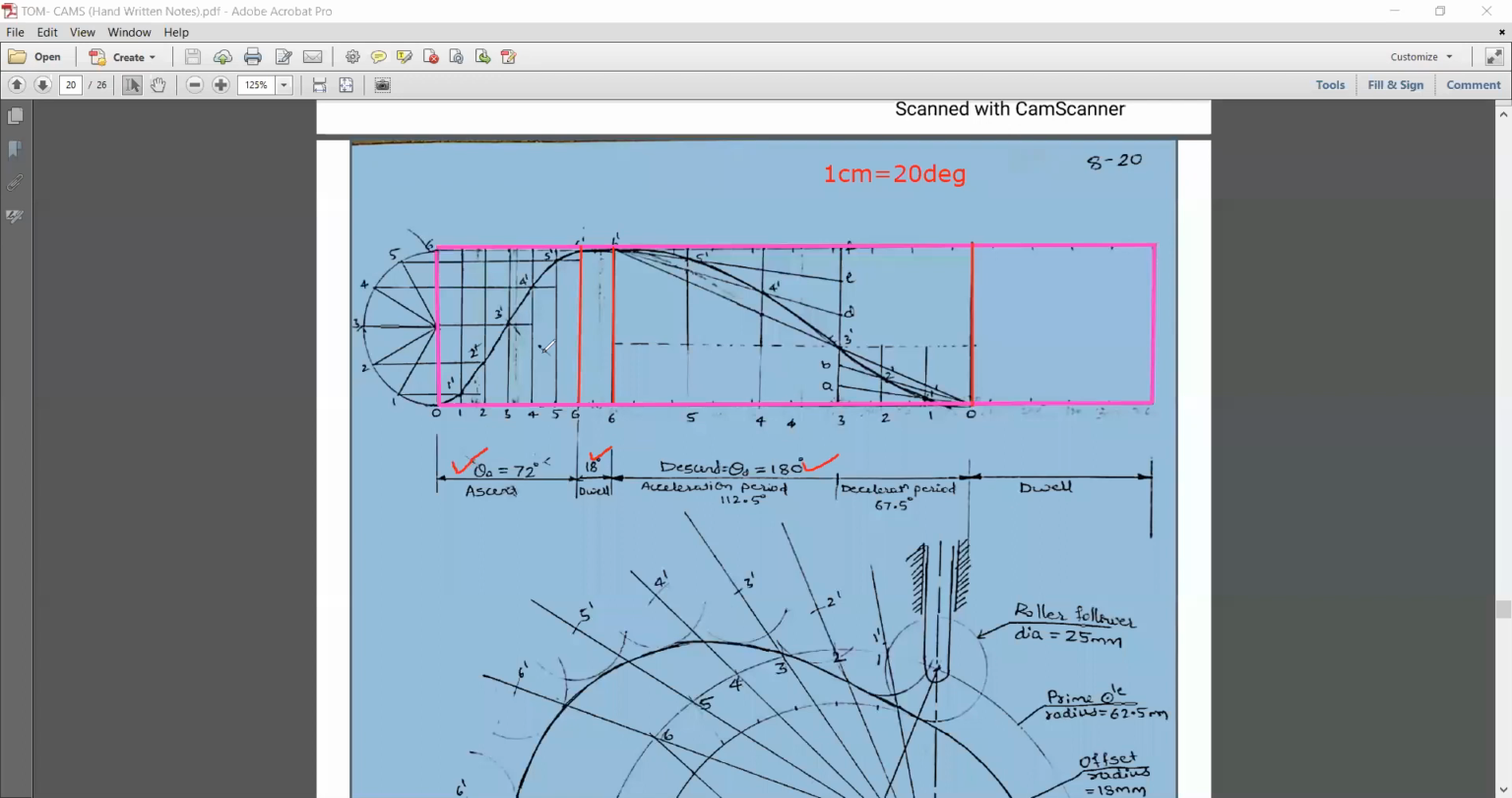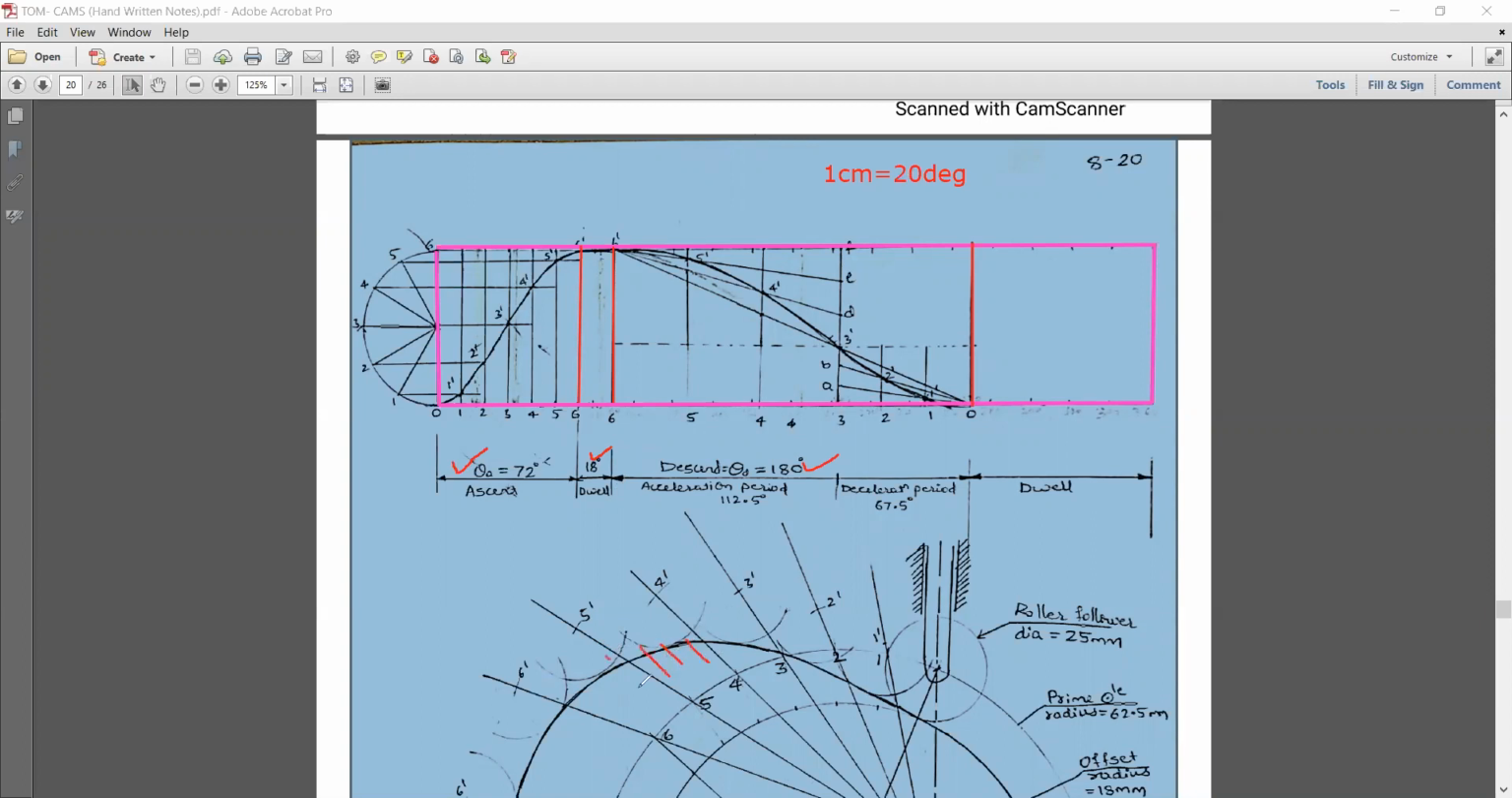You can take 7, 8 divisions. Whatever unit you take, the 72 degrees will come accordingly. You take 1 centimeter is 20 degrees, or 1 degree is equal to 1 centimeter, it doesn't matter. Finally the curve scale varies, here 1:1 may come, here 1:2 may come, that's all. If you take 1 centimeter equal to 1 degree, this line will come very close like this.